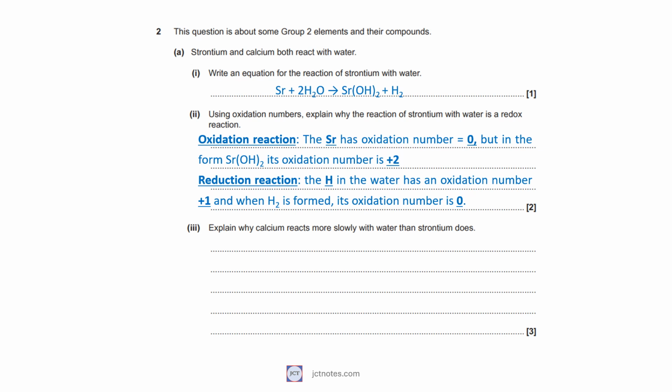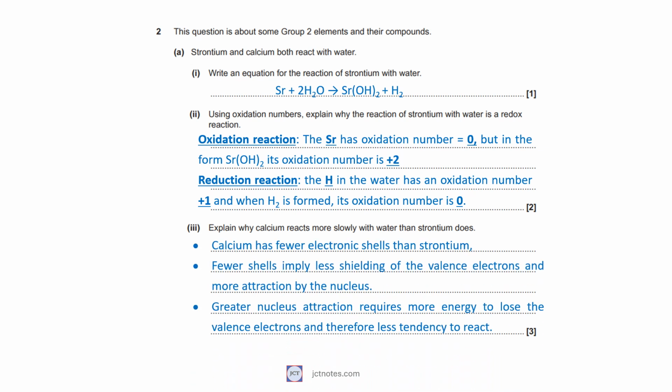This is to do with the decrease in reactivity as we go up in the group. In 3 bullet points, 1 for each mark: Calcium has fewer electronic shells than strontium. Fewer shells imply less shielding of the valence electrons and more attraction by the nucleus. Greater nuclear attraction requires more energy to lose the valence electrons and therefore less tendency to react.